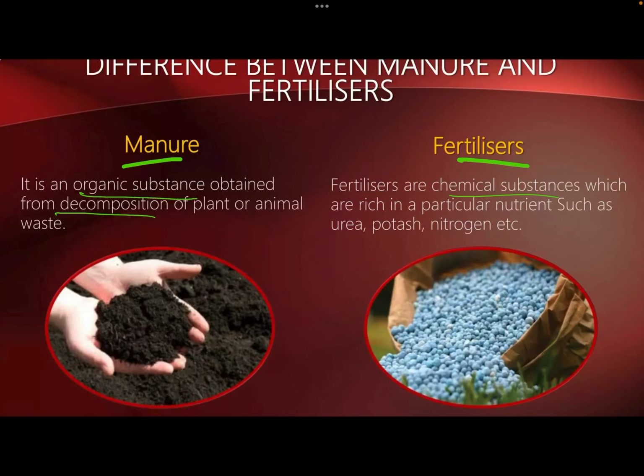Manure is basically the decomposition of plants or animal waste. Dead plants or plant roots, and the animal waste, the urine and excreta, we mix all of that substance to make manure. Whereas fertilizers are chemical substances like potash, urea and nitrogen, a combination of which is then added to the soil.